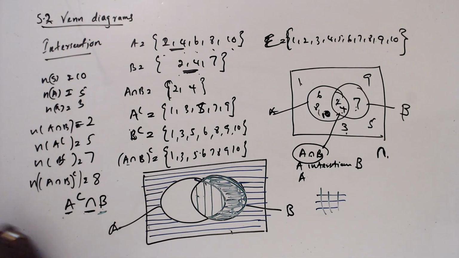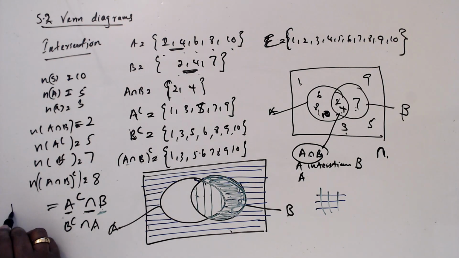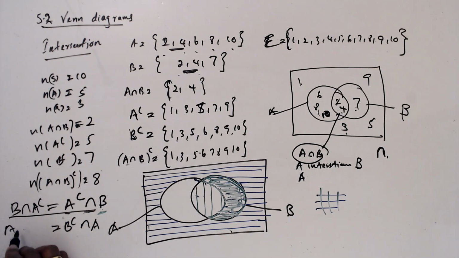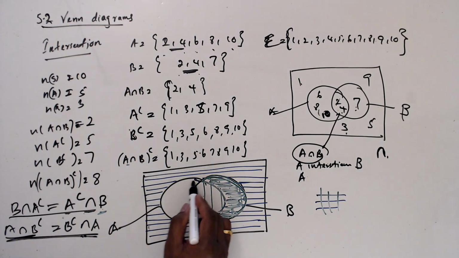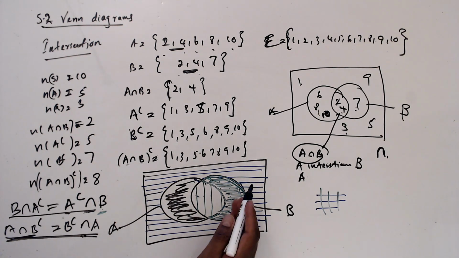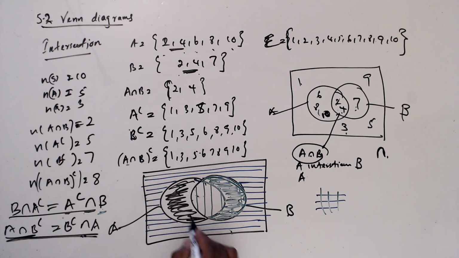If I ask you to write B complement intersection A, this is also the same. B complement intersection A complement, still the same. Or A intersection B complement, both the same. Then what is that area? This is the area: B complement, not belonging to B, intersect with A.